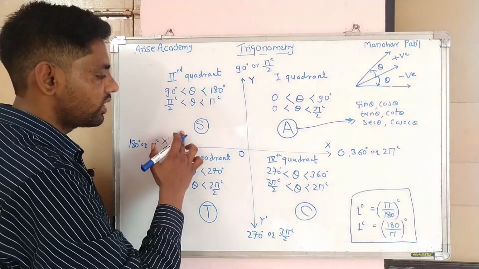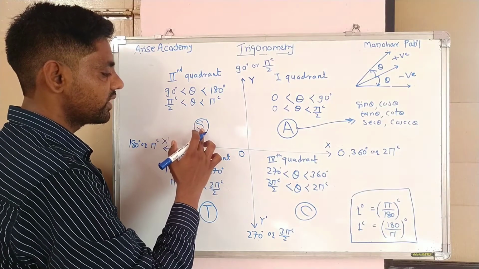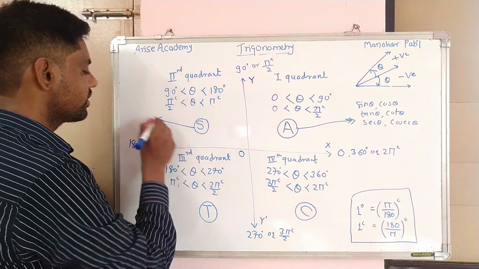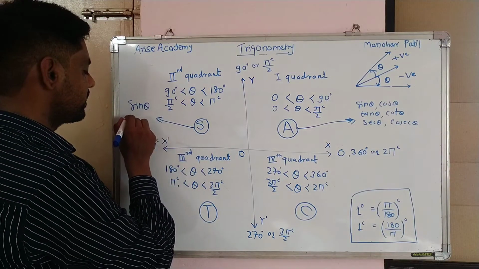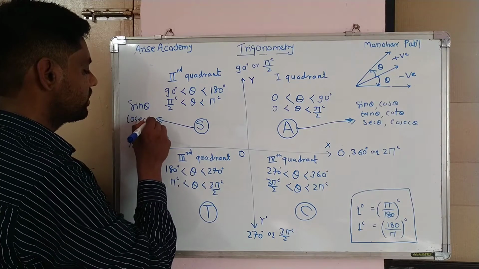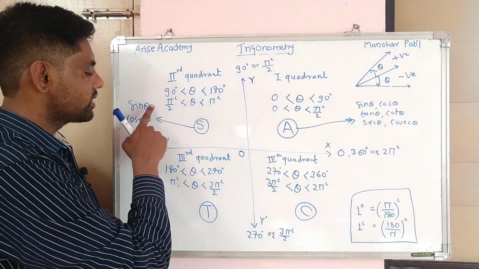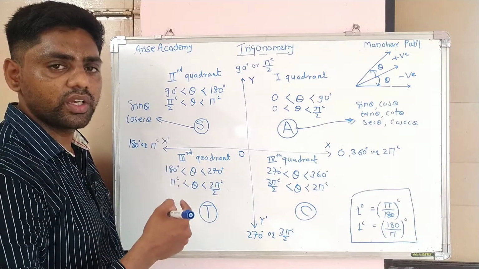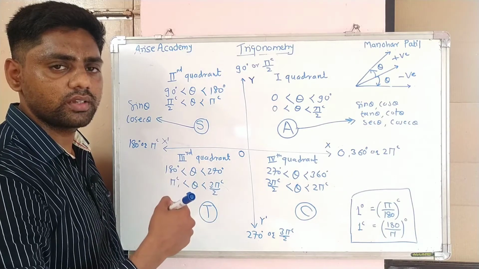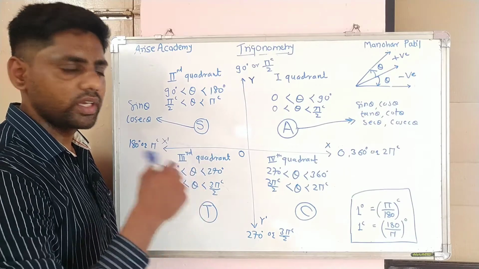In the second quadrant, Student, the initial letter S, means sin theta, and the reciprocal of sin theta is the cosec theta. So we can say that in the second quadrant sin theta and cosec theta are positive, and the remaining ratios, that is cos theta, sec theta, tan theta and cot theta, become negative.